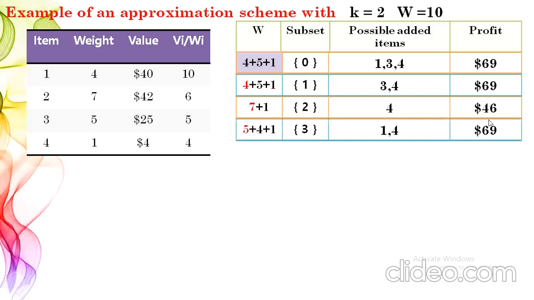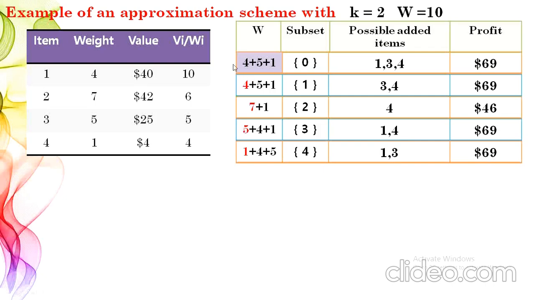Next, again I imagine if the knapsack is holding item 3. So what I can add? I can add item 1 and 4. The weight is 5 plus 4 plus 1. For the next, the profit is 69. In the next step, suppose if knapsack is already loaded with item 4, that is I have utilized only 1, remaining 9 spaces are there. So I can add item 1 and 3 and the maximum profit is 69.